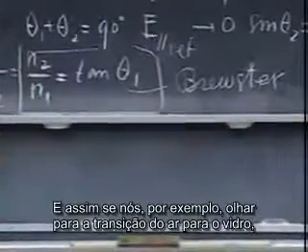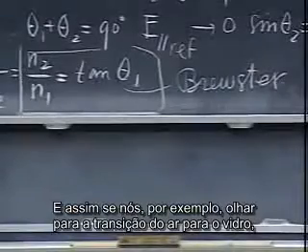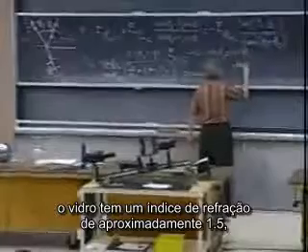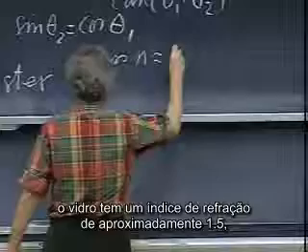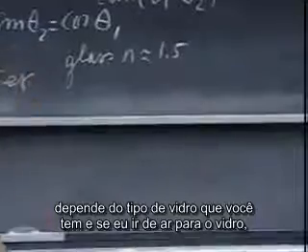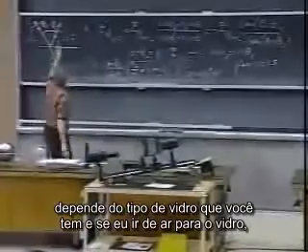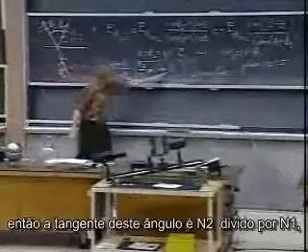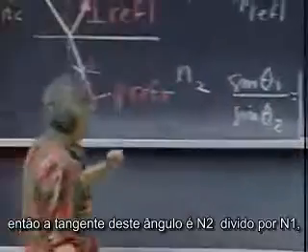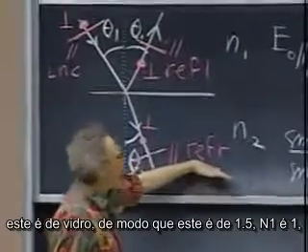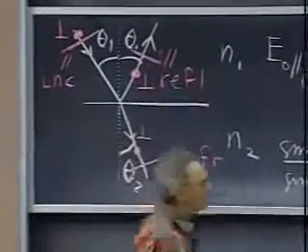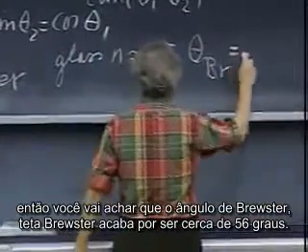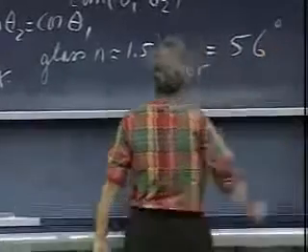And so if we, for instance, look at the transition from air to glass, glass has an index of refraction approximately 1.5, depends on the kind of glass that you have. If I go from air to glass, which is what I will do in my demonstration, then the tangent of this angle is n2 divided by n1. This is glass, so this is 1.5, n1 is 1. Then you will find that the Brewster angle, theta Brewster, turns out to be about 56 degrees.